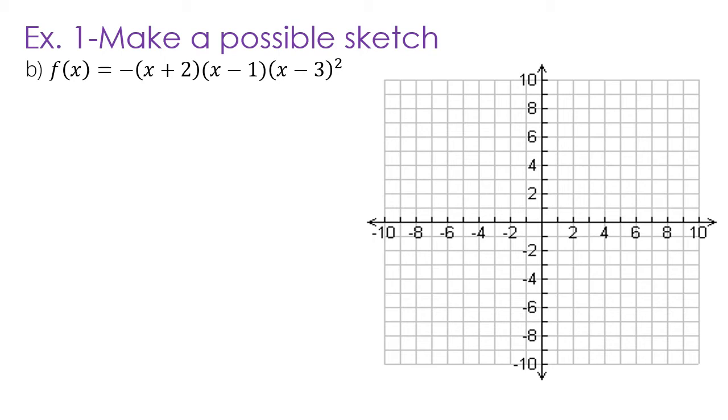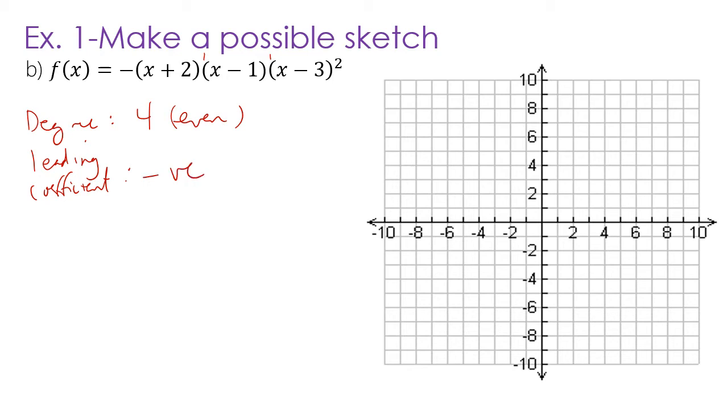So my degree. Add up the exponents. Remember, there's a 1 and a 1 there. When it's in factored form, degree of 4, which means it's even. My leading coefficient is negative, which, based off of those two pieces of information, I know that my end behaviors are going to be like that.